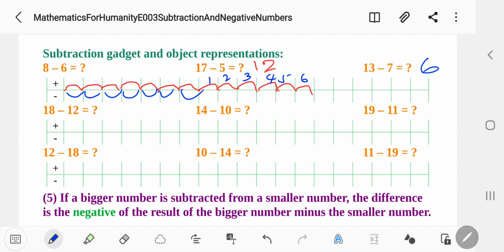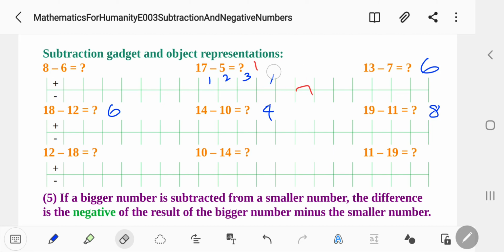You can do the same thing for 18 minus 12. This is just equal to 6. 14 minus 10, this is just equal to 4. For 19 minus 11, this is just equal to 8. You can do the wave. But how about 12 minus 18? What about this? What about that? 18 minus 12, if you do the wave, is equal to 6. 14 minus 10 is equal to 4. And 19 minus 11 is equal to 8.